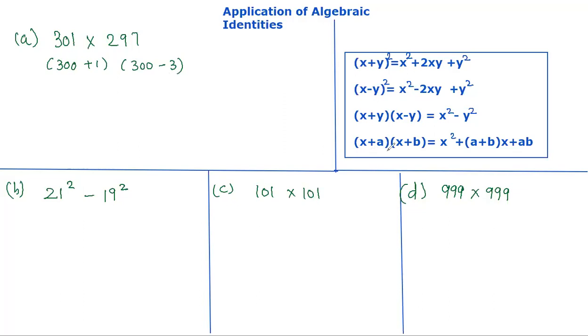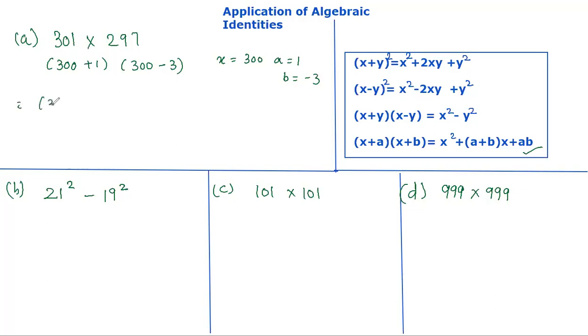So now you can see this identity: x plus a and x plus b. Here my x is nothing but 300, a is 1 and b is minus 3. So if I substitute the values of x, a and b in the fourth identity, I will get the product easily. I don't have to multiply the numbers. Simply I can use the identities to find the product of these numbers. So let us do that.